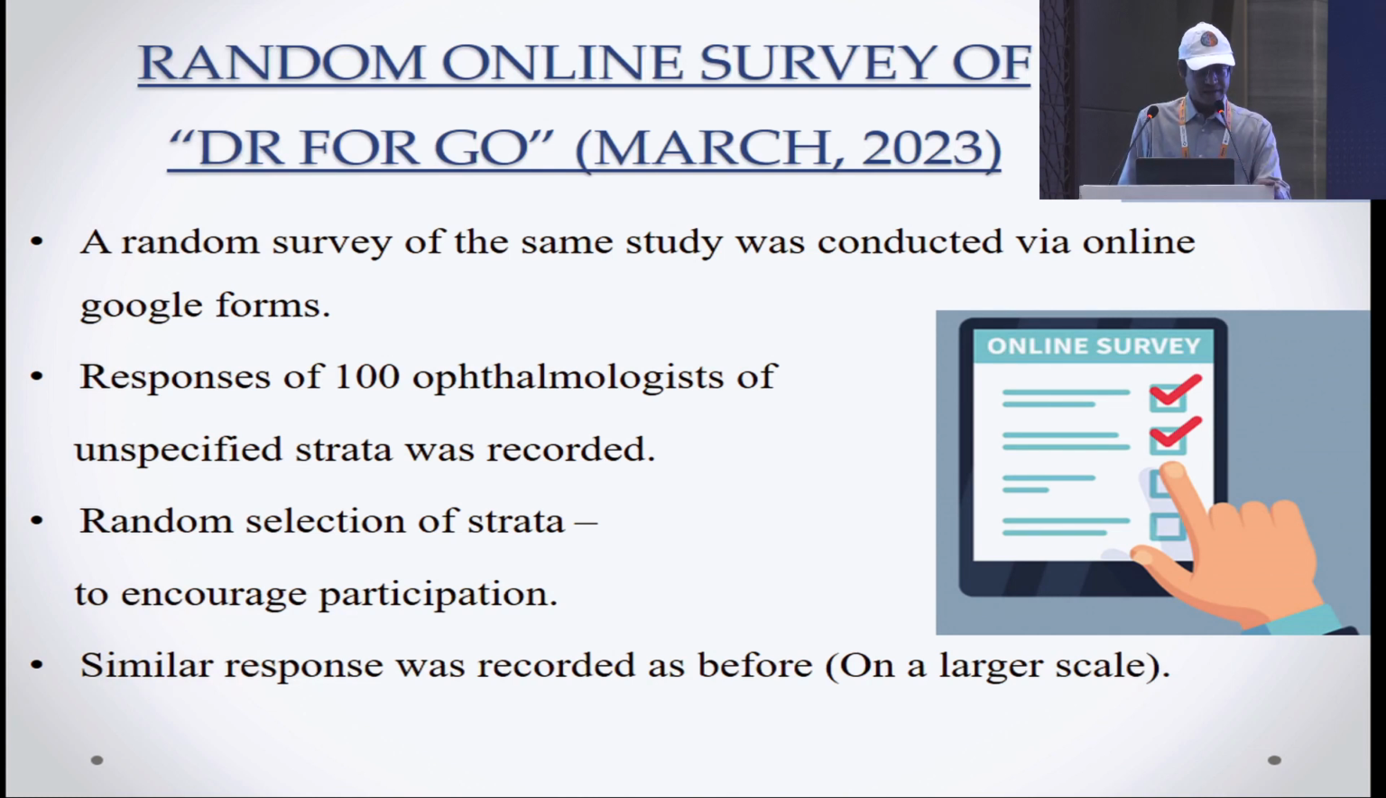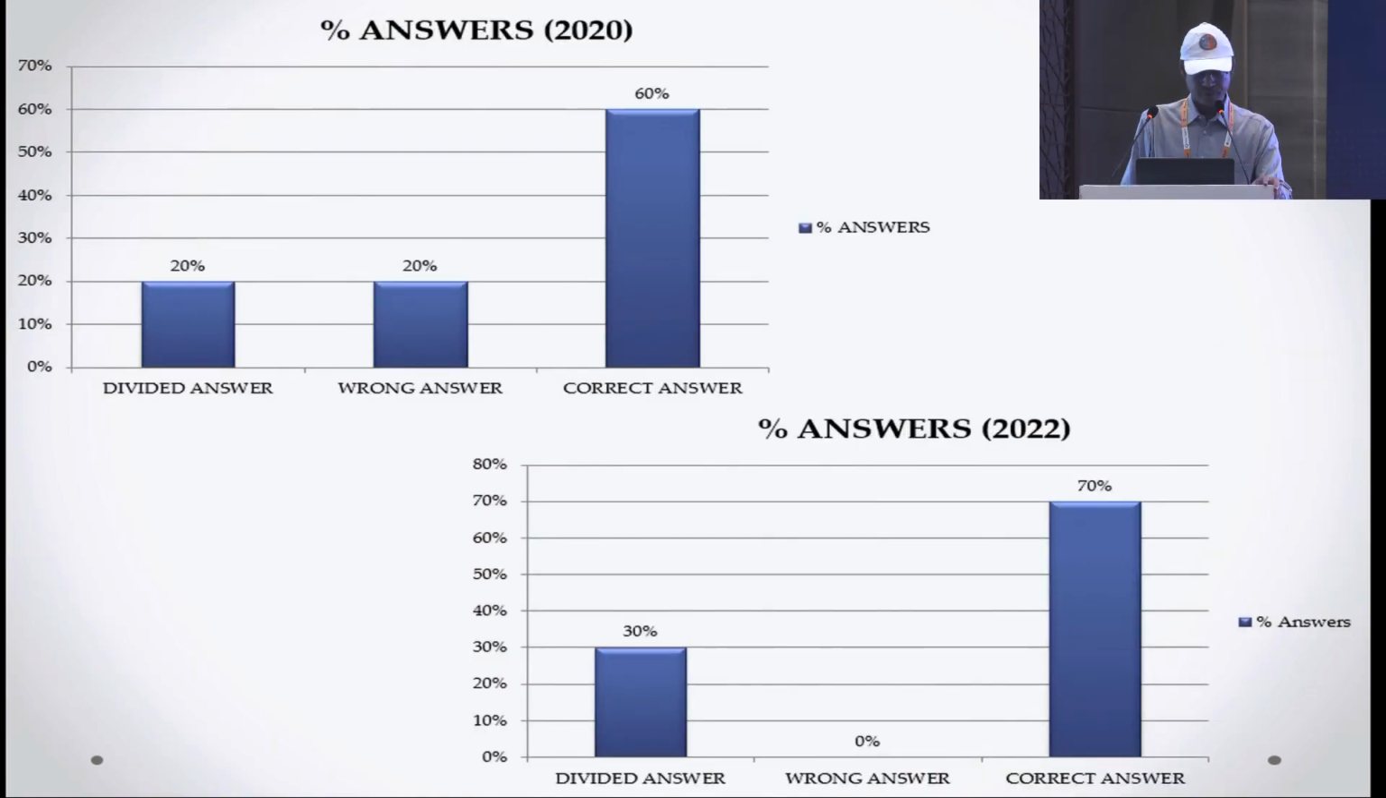This was the latest random online survey, which was conducted in March 2023. For the first time, we recorded a response of 100 ophthalmologists, which were all randomly selected. A similar response was recorded as before, but on a larger scale. So these were the answers when compared from the 2020 to 2022 sessions. We can see that the correct answers are 60% and 70%, which is expected after teaching them something.